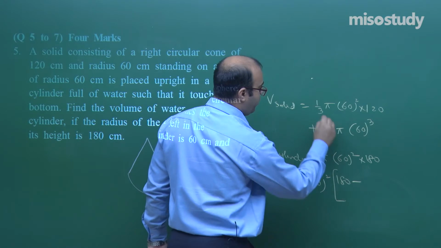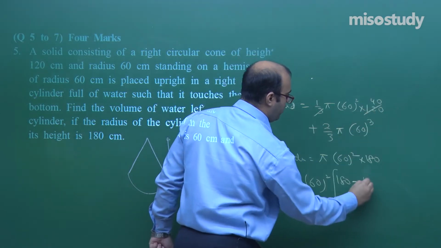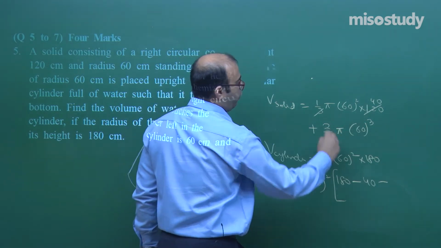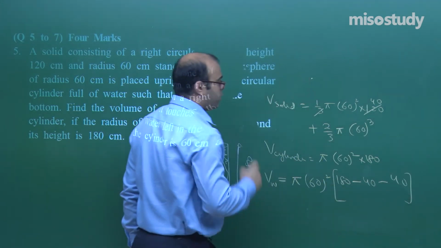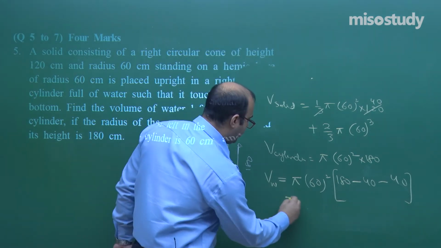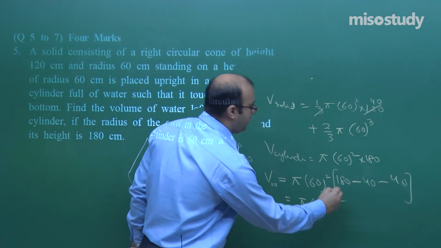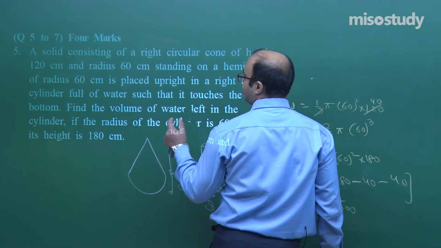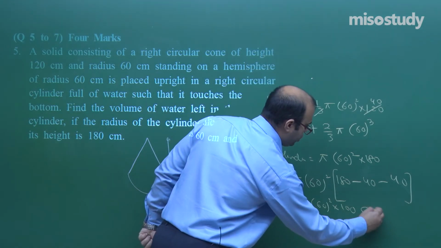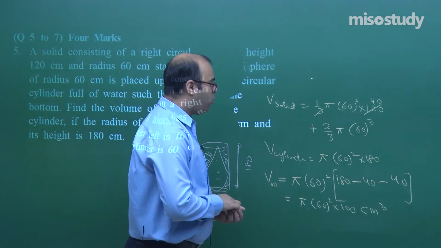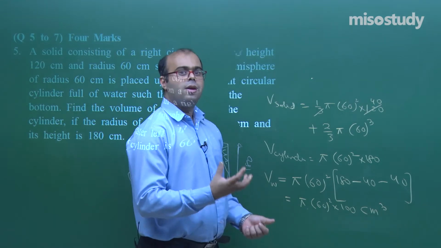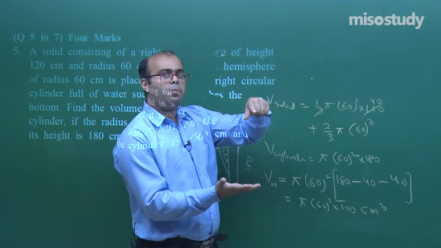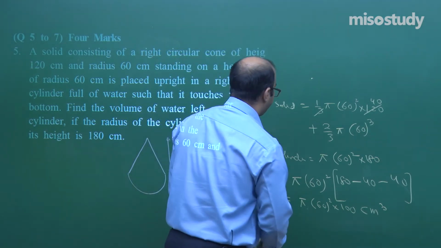So pi 60 square, it is 1/3 of 120, that is 40, minus 40, and this here will be pi into 60 square, so 40 here again. 60 into 2 is 120 by 3, 40. So you can say pi into 60 square into 100, and this is again in centimeter, everything is in centimeter, so centimeter cube. This is the volume of water which will remain in that particular cylindrical vessel, after that solid is inserted into it till it touches the bottom of the vessel.